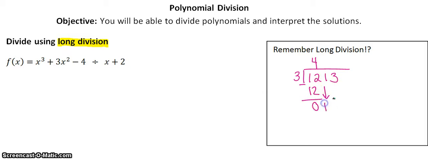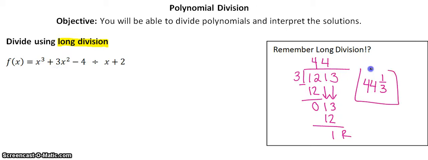So 3 does not go into 1, but it does go into 13. How many times does 3 go into 13? Well, it goes in 4 times. 3 times 4 gives me 12, then I'd subtract, and I'd be left with 1. 3 doesn't go into 1, and there's nothing left to bring down, so this would be my remainder. And you can either write this as 404 remainder 1, or as a number, 404 and 1/3, because that 1 could not be divided into 3 pieces.